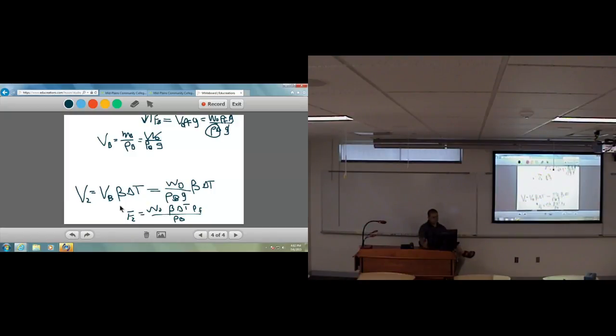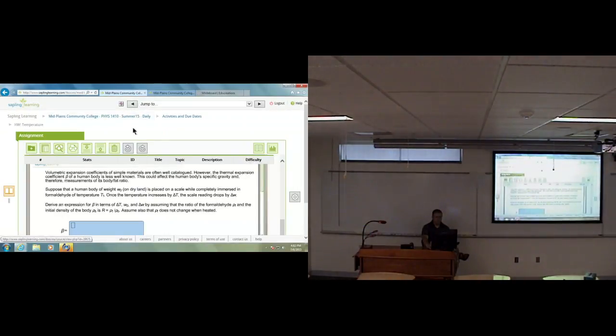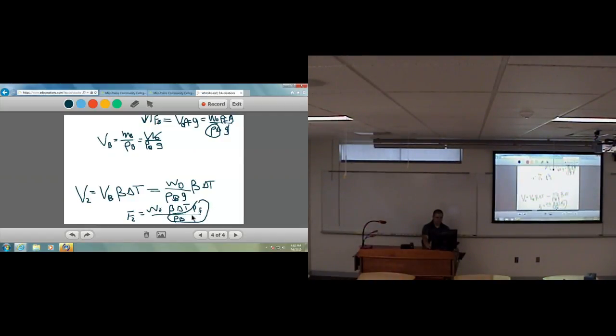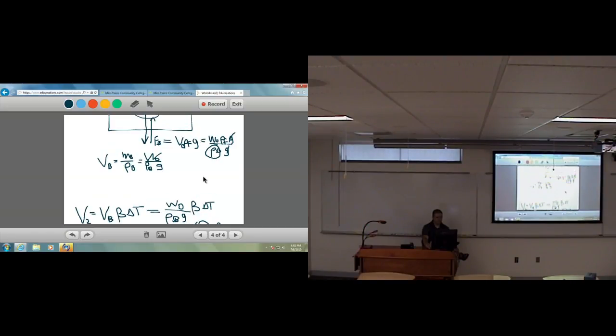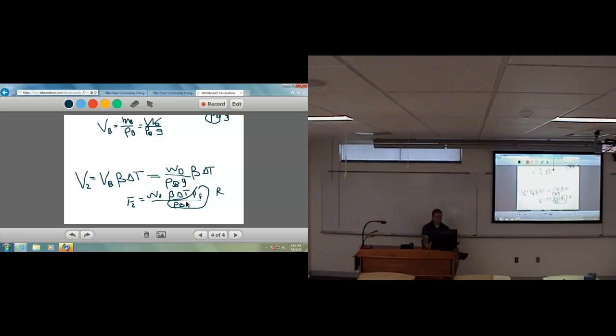So what's the difference between their weights? What's the difference between the buoyant forces, essentially? I put it in terms of beta, and the problem also gives us R equals rho F over rho B, right? So instead of having this ratio in here, this would be W naught beta delta T times R. And this one would be the same beta for both of them. We put it in terms of beta, so this is already in terms of beta.